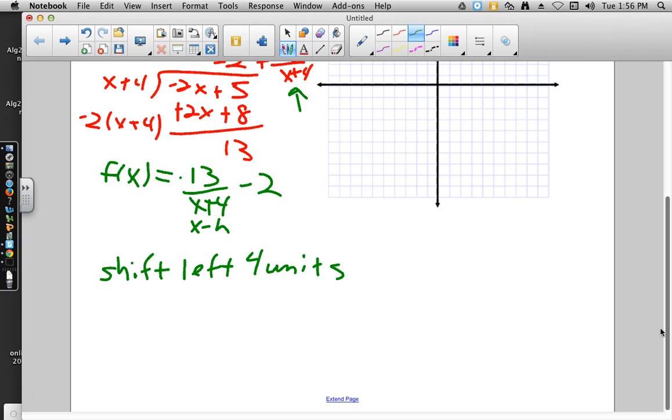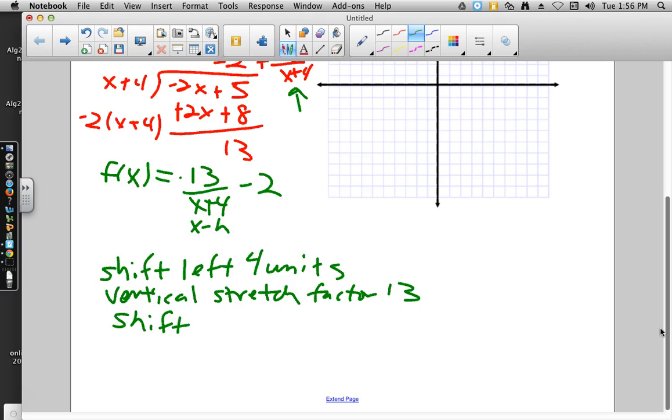And then we go to the numerator and see, hey, they multiplied that by 13. So that is a vertical stretch factor of 13. And then we have a -2 in the back, so that is shift 2 units down. And that is describing those transformations.